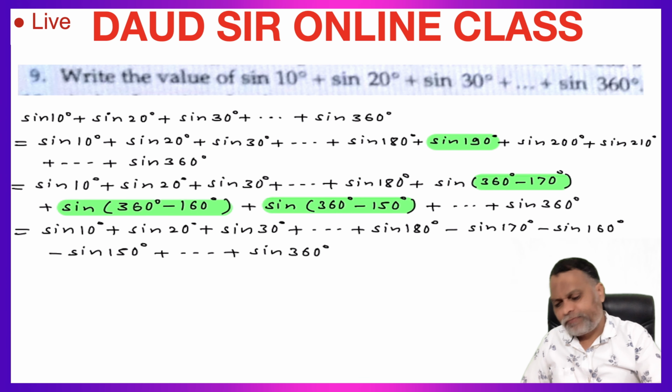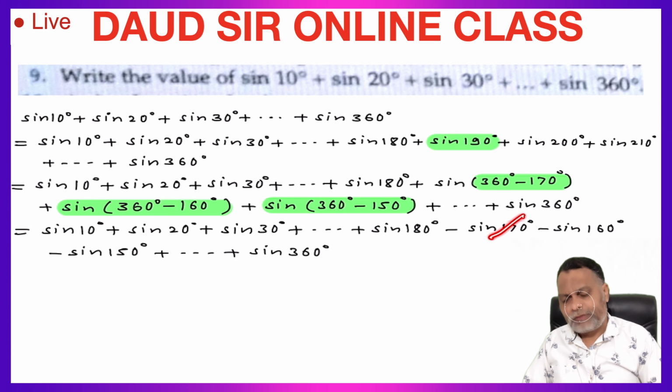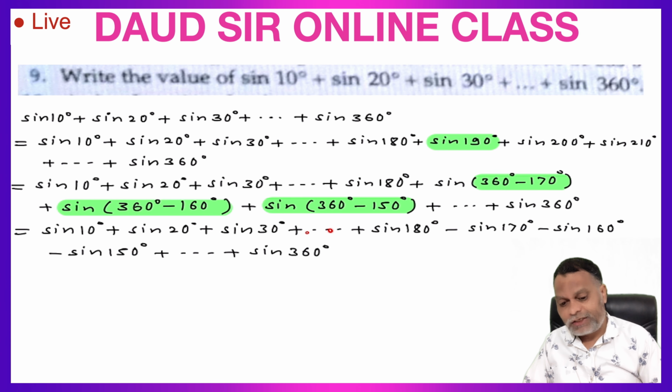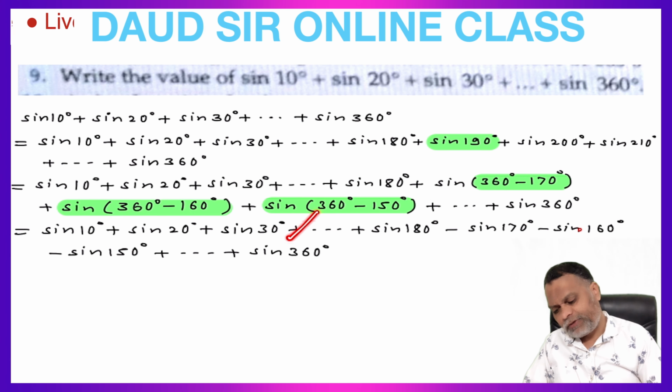So notice this. Negative sine 170 degree, and before this sine 180, the term will be sine 170 degree positive. So this negative and this positive we can cancel. Before this sine 170, there will be sine 160. So this minus sine 160 and this sine 160 will be cancelled. Sine 150 negative, before that 160, 150 will be cancelled.